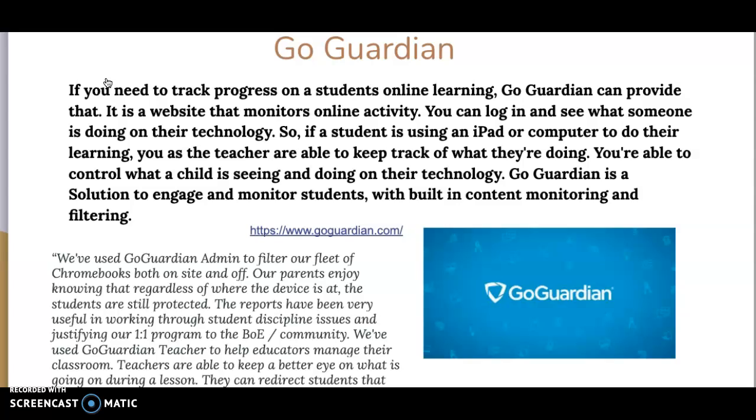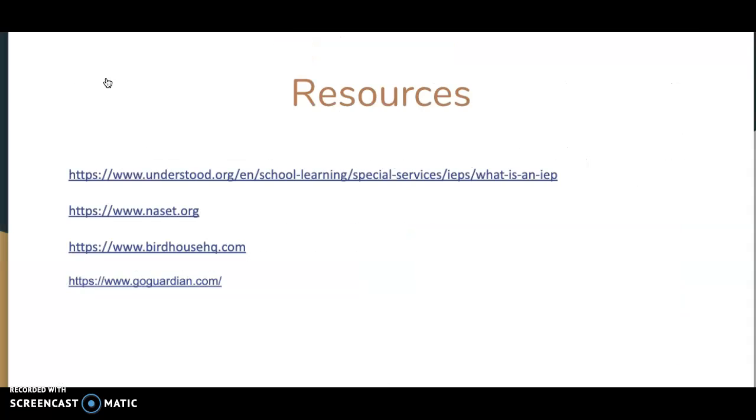GoGuardian is another online learning website where you could track a student's progress online and how they are learning. I actually researched this one, and you could log in and see, if your students are using Google Chromebooks, what they're doing on their Chromebooks. So you're able to control what a child is seeing and doing on their technology, and you're making sure that they're not going off track and playing games on their Chromebooks.